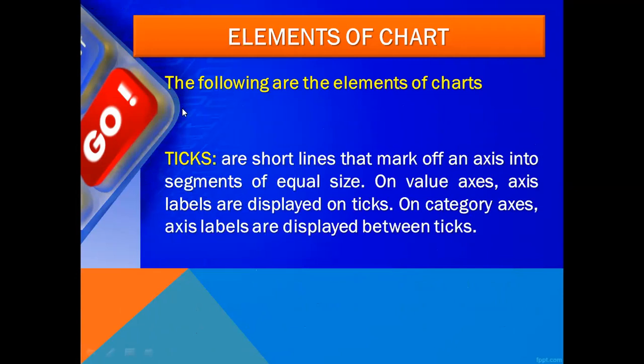Next are ticks. Ticks are short line marks that divide an axis into segments of equal size on the value axis, and axis labels are displayed as text. I'll show you later. On the category axis, axis labels are displayed between the ticks.